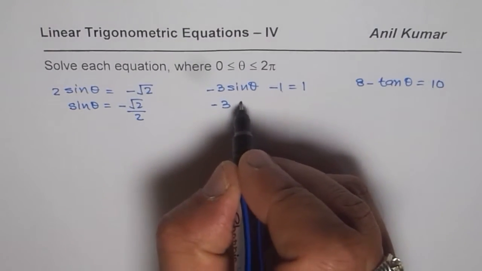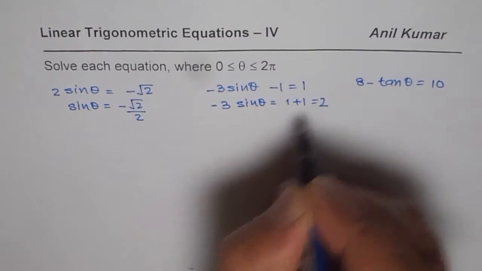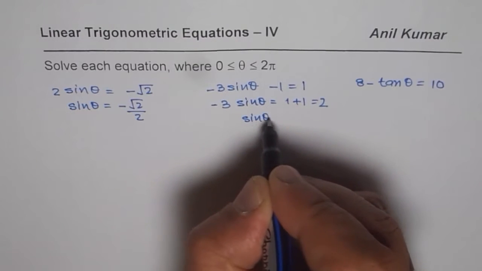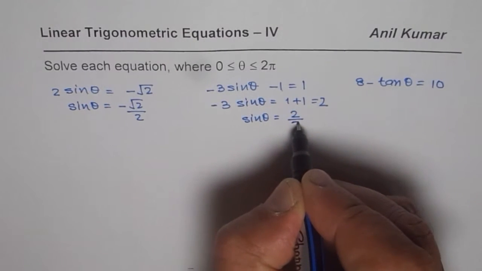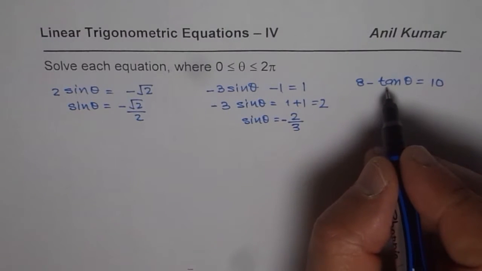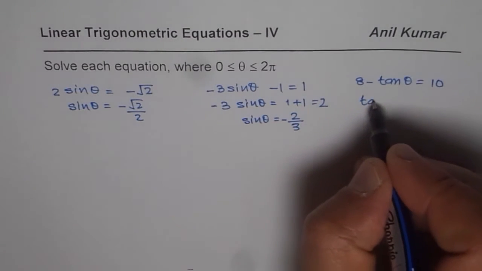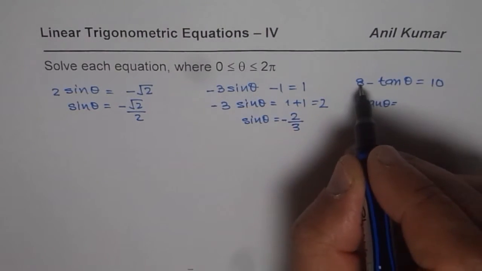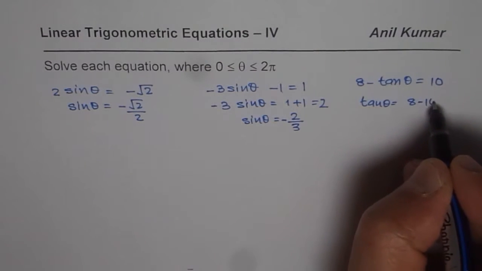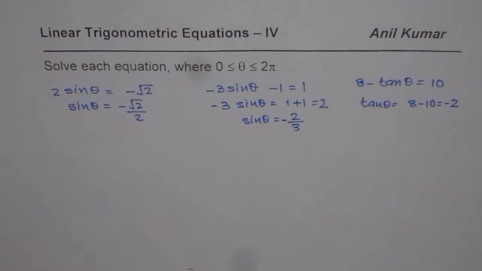And we can solve the other by taking the other values to the right side. So we say minus 3 sine theta equals 1 plus 1, which is indeed 2, or sine theta equals 2 divided by minus 3, or minus 2 over 3. In this particular case we can take tan to the right side and say tan theta equals 8 minus 10, which is minus 2, right? So these are our equations, and now we know what each ratio should be.